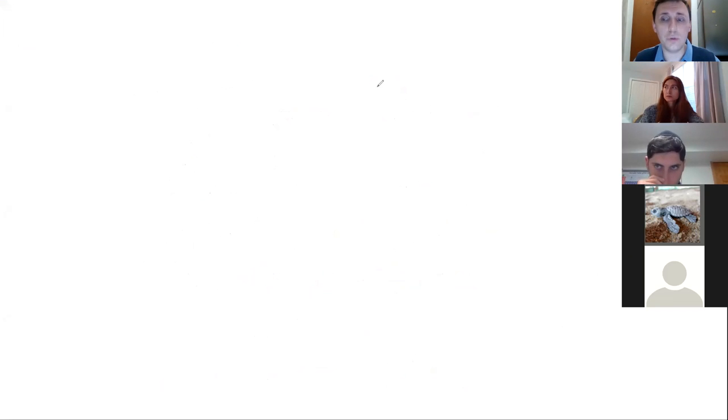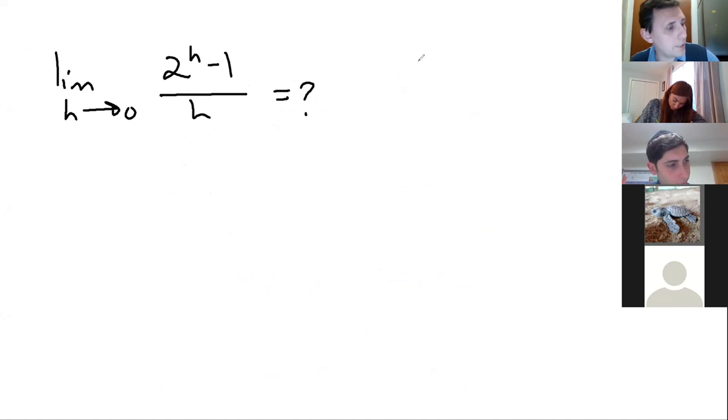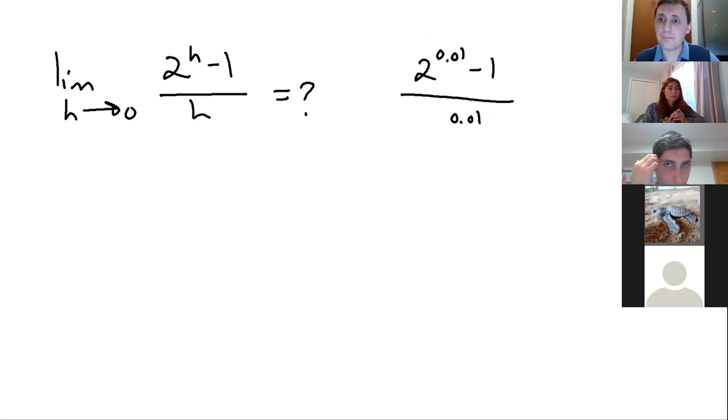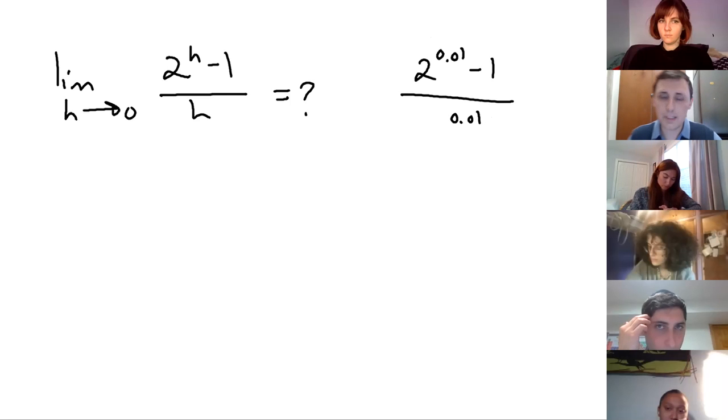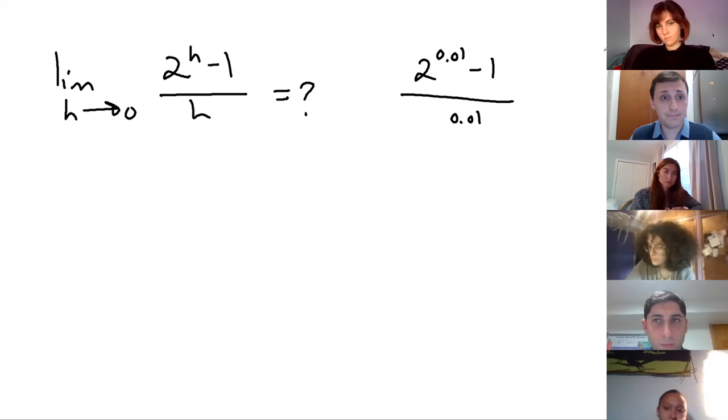We did not know how to do that, right? What is the limit as h goes to zero of, let's say, 2 to the h minus 1 over h? Before that, we just kind of estimated it with a calculator by plugging in 0.01 and computing 2 to the 0.01 minus 1 divided by 0.01. Yes, we used the calculator to estimate it, but what is that limit? How can I obtain it better?